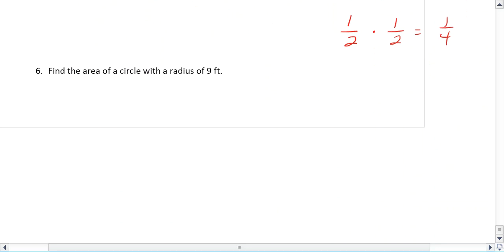In our last example here, we are asked to find the area of a circle that has a radius of 9. So like I said, please do write down the correct formula. If you don't know the formula for the area of a circle, look it up, because you can't even proceed without it. The area of a circle is pi r squared. The only number we need to plug in here is the radius, which is 9.